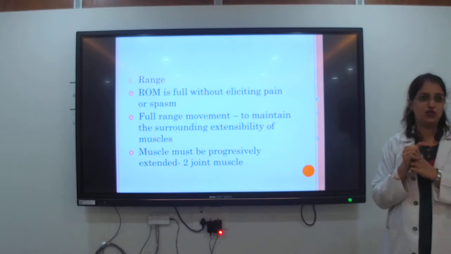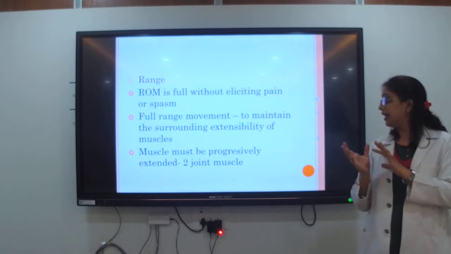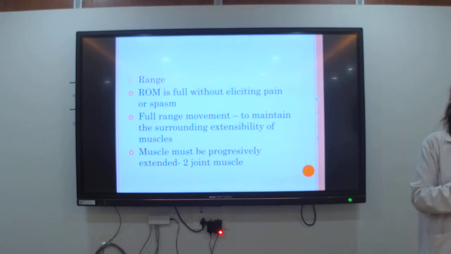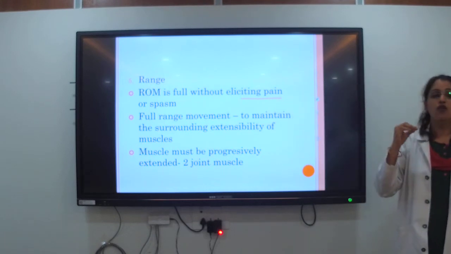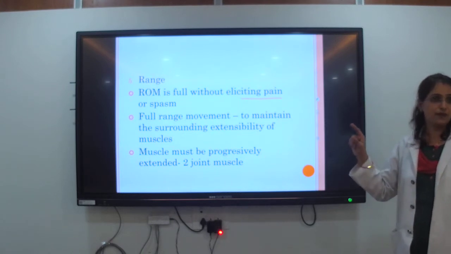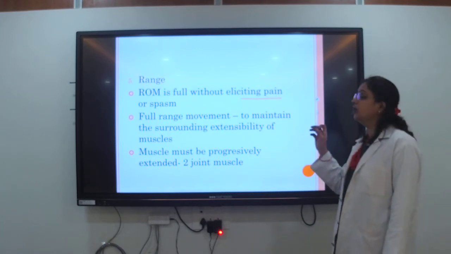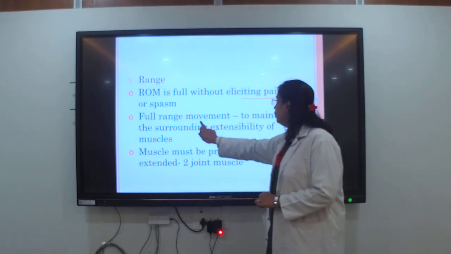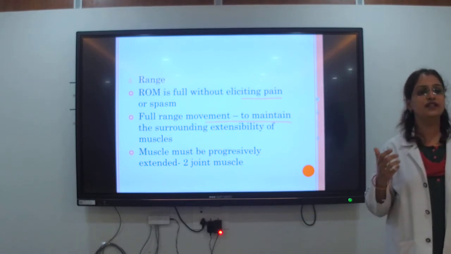Fifth one is range. You have to give range of motion in full and without pain, without eliciting pain. If full movement is possible with that patient, then you have to give full range. Otherwise, if range is limited and the patient feels pain, then you have to give within the pain-free limit. So this full range of motion is important to maintain the extensibility of the surrounding muscles.